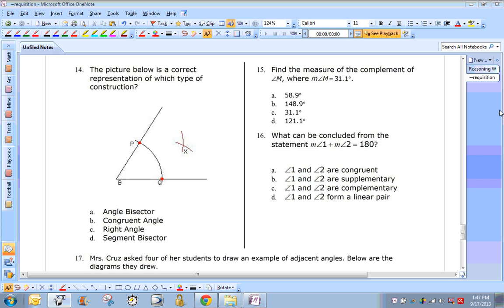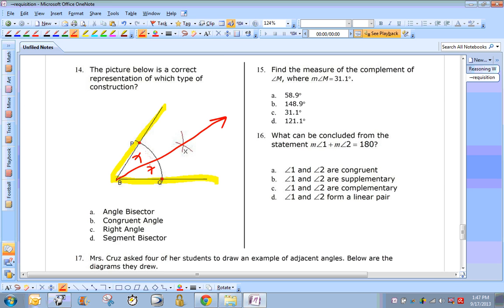Alright, here we go. This is the last part of your review. Now, we showed this picture in class. You just have to be able to recognize what this picture is. Okay? We have an angle. What this marking is doing is trying to draw a bisector, which would cut that angle into two equal sections.